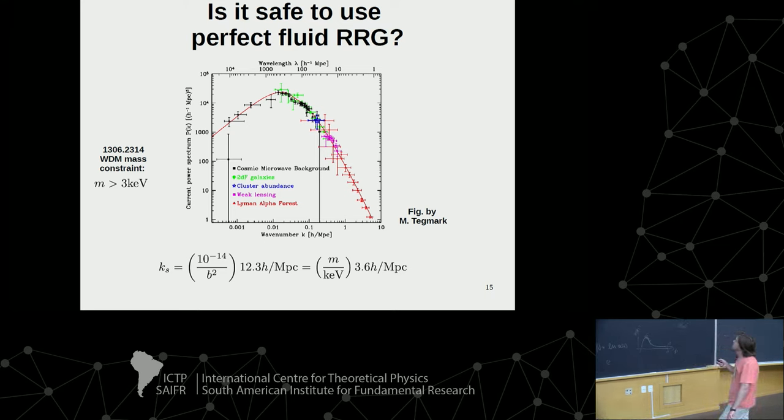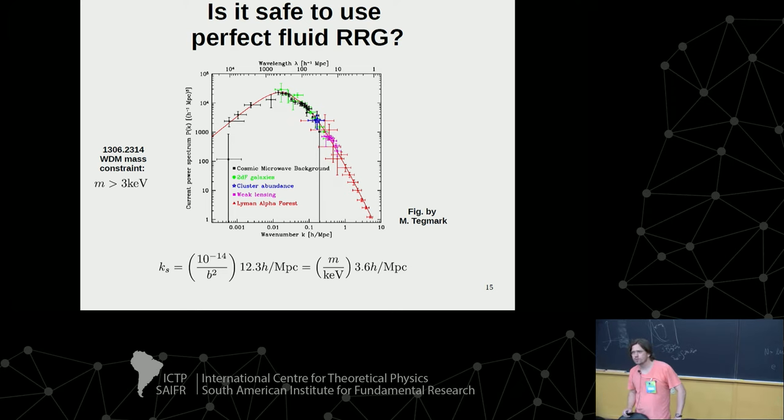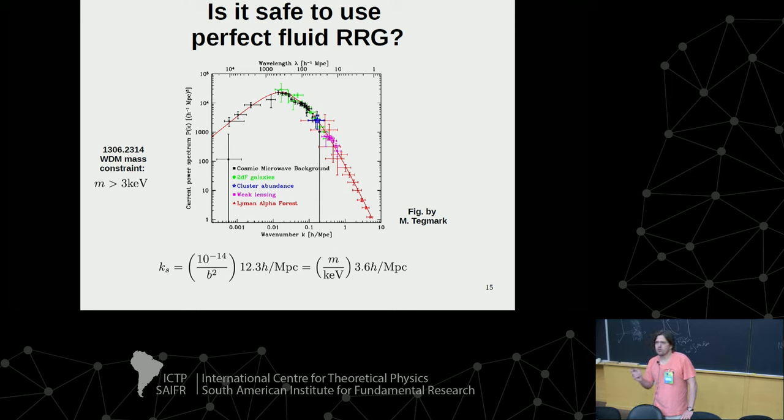So let's put that in perspective with observations. Somewhat reiterating in distances: what is the size of our galaxy, more or less? Galaxies are around 100 kiloparsecs. And then clusters are around a megaparsec.